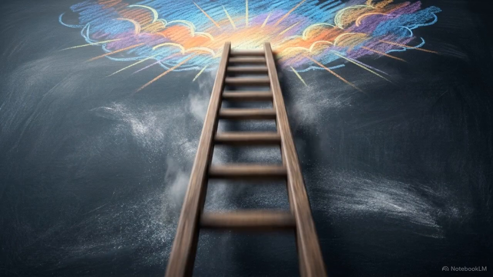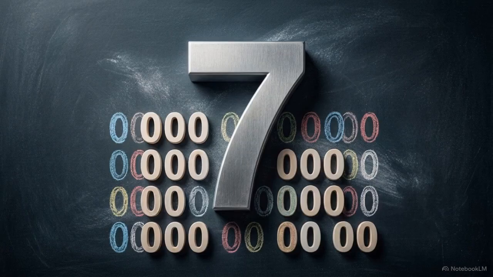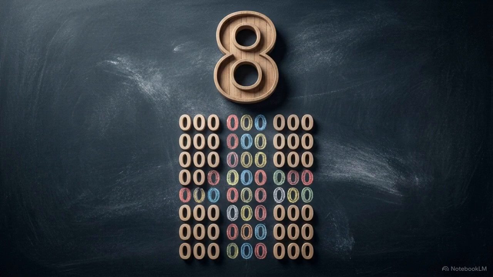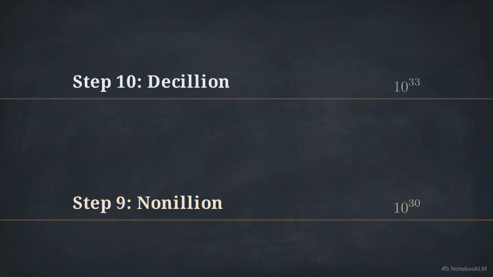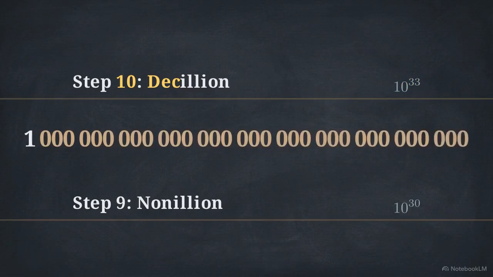From here, the ladder moves quickly. Step 7, a septillion, 24 zeros. Step 8, an octillion, 27 zeros. This list takes us to step 9, a nonillion, and finally step 10, a decillion, which carries 33 zeros.